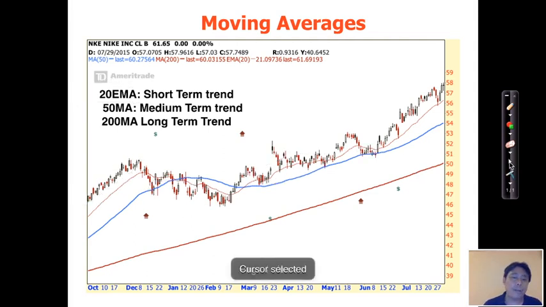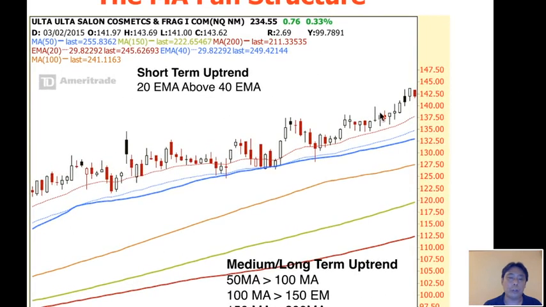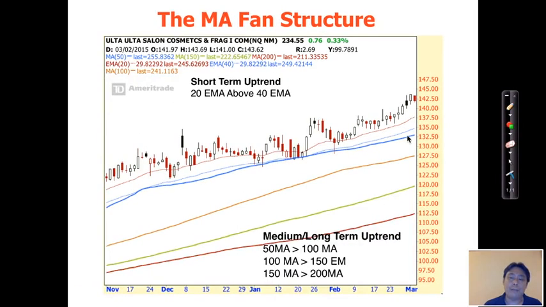Besides the 20, 50, and 200, these are other popular moving averages, right? I've just shown you the 20. You can also put in the 40 EMA as well. So that's the 20 and the 40. Let me just draw it for you. This is the 50 in blue. This is the 100 in brown. It's the 150 in green. And the 200 in red.